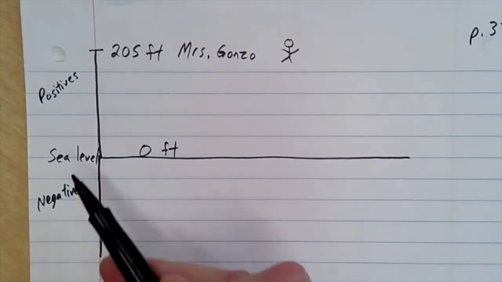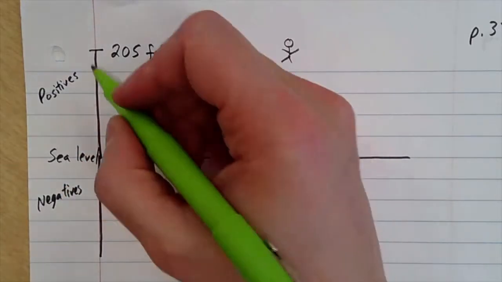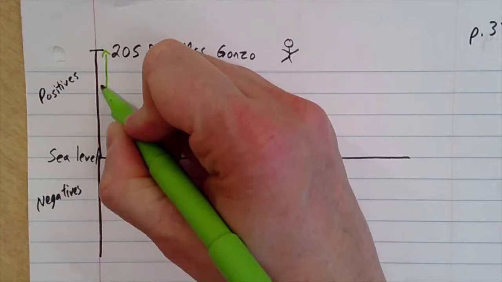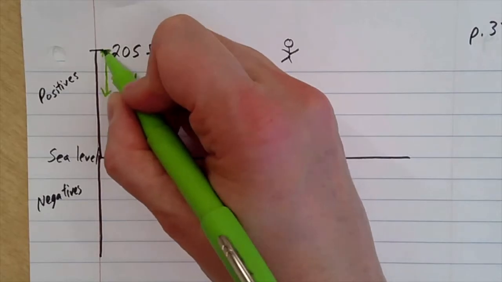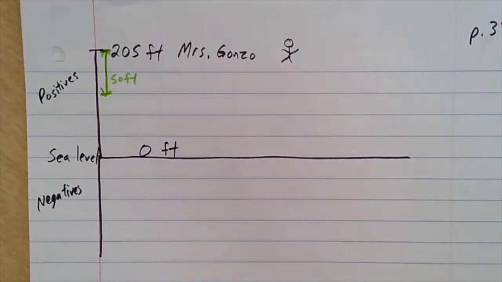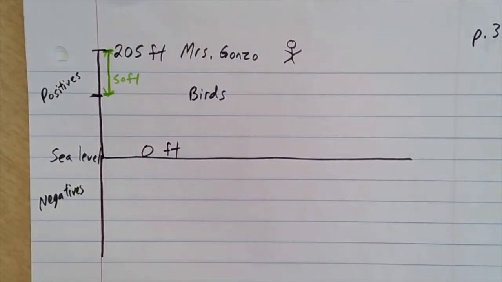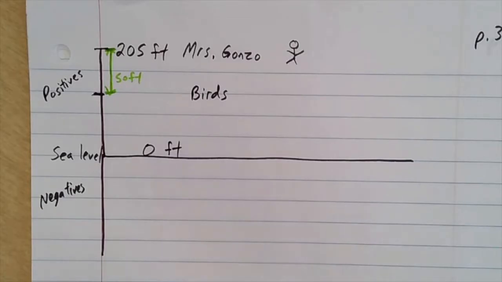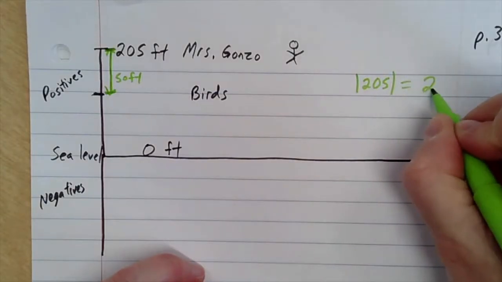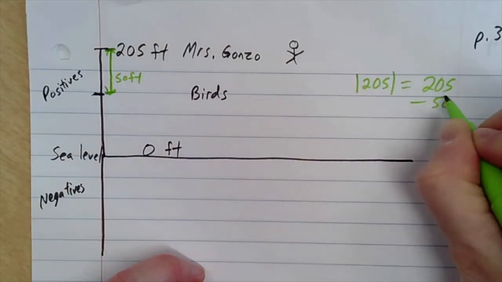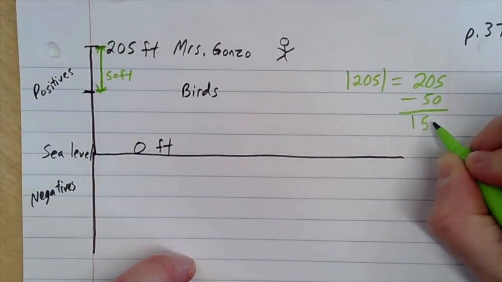So the birds are still above sea level, but we have to know that their distance from the 205 to come down has to be 50 feet between this point and this point. So we have to figure out what our birds are at. Well, there's a little bit of math involved to get that. In order to figure that out, you would have to take the absolute value of 205, which is really just 205, and subtract 50 from that. 205 minus 50, and so that's 155.